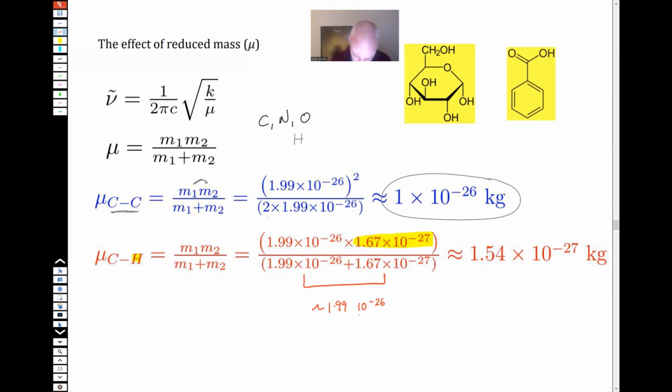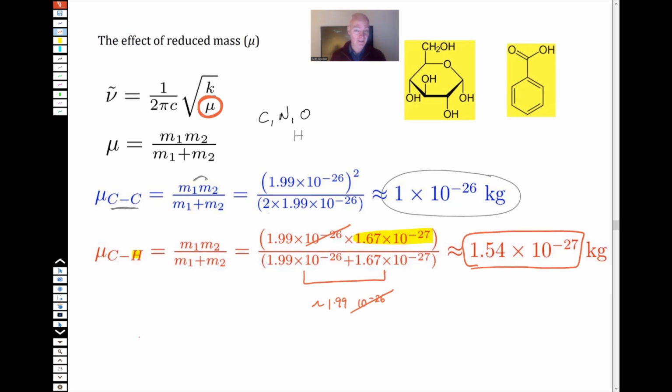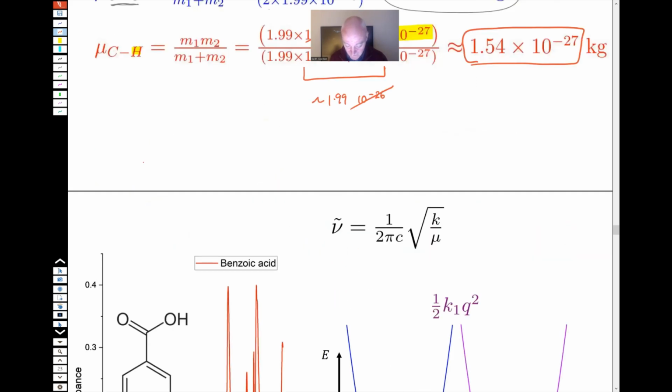So these 10 to the minus 26s are going to cancel out, and you're going to end up with something that's about 10 to the minus 27. So you made a big, big difference there. You made a big difference in the reduced mass. Now, the reduced mass is in the bottom. It's the denominator, right? You take the square root of it. But what that means is that it's like the very, very thin string in the guitar. It's going to vibrate at a high frequency. And that's exactly what happens.